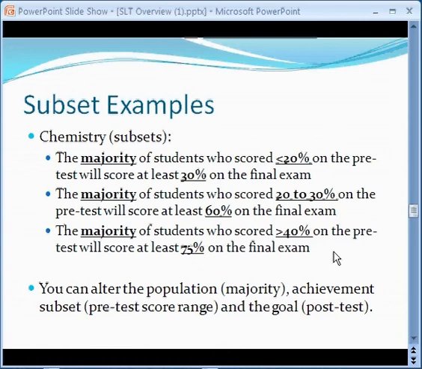My final advice is to make sure you're dividing up your SLTs into appropriate subsets and have goals that are appropriate for each subset in and of itself. And keep in mind, you can alter both the population, in this case I used majority, meaning simply 51% or more than half, the achievement range, i.e. the subset, or the goal itself, the actual final score. And by modifying these three parts of your student learning target, you can find that reasonable goal that fits the needs of the individual learners.